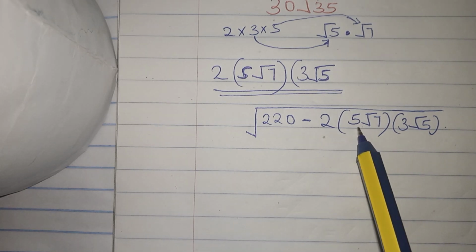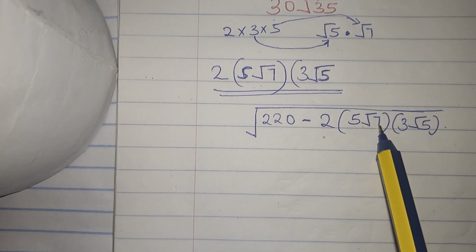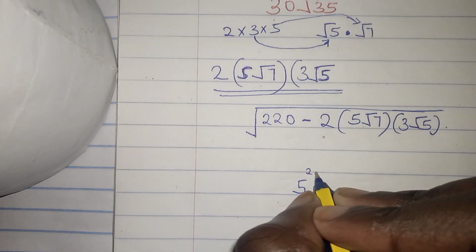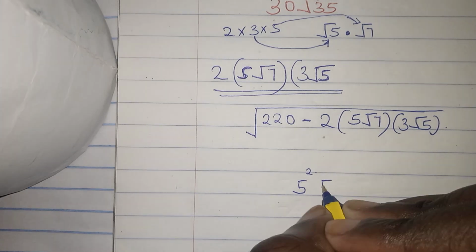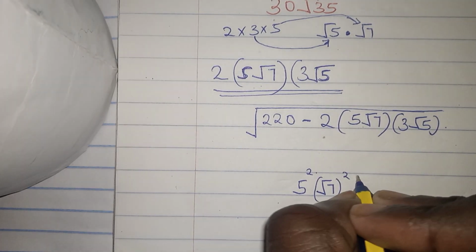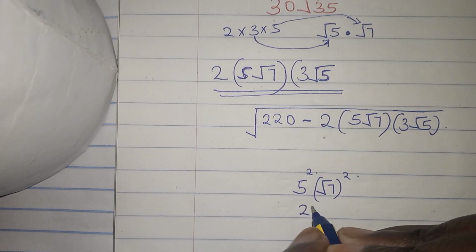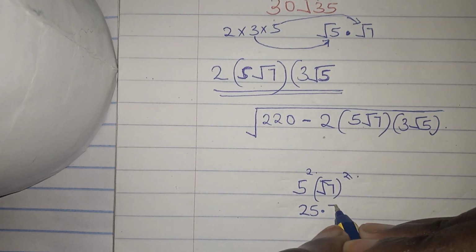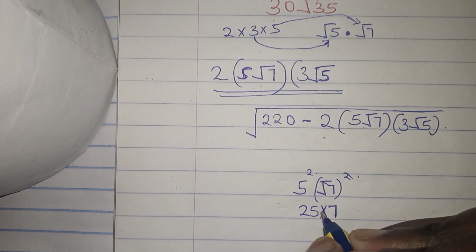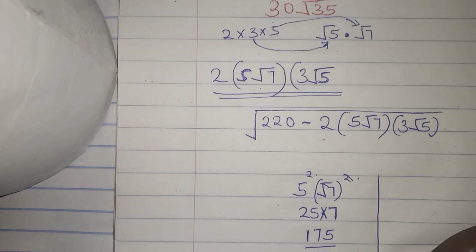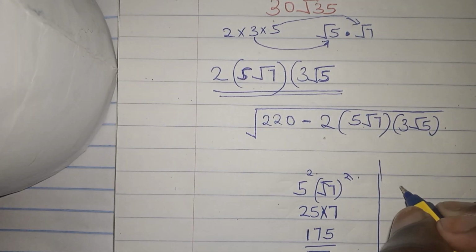if I square 5 square root of 7, what will I get? So let me square 5. I'm squaring it, and I'm also squaring the square root of 7 as well. So this will give me 25 times, this square will cancel with this square root 7. So this is 25 times 7, which gives us 175, right?